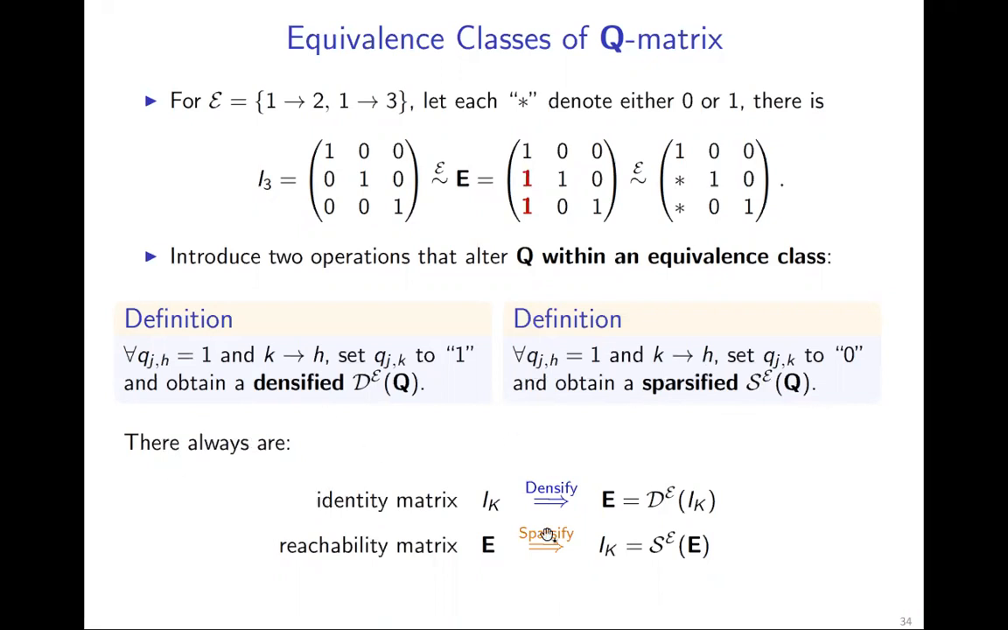There are always the following relationships. The identity matrix through the densifying operation will become the reachability matrix, and the reachability matrix through the sparsifying operation will become the identity. So from this, we can also see that either the densifying operation or the sparsifying operation only modifies a Q matrix within the same equivalence class, because I_K is always equivalent to E.